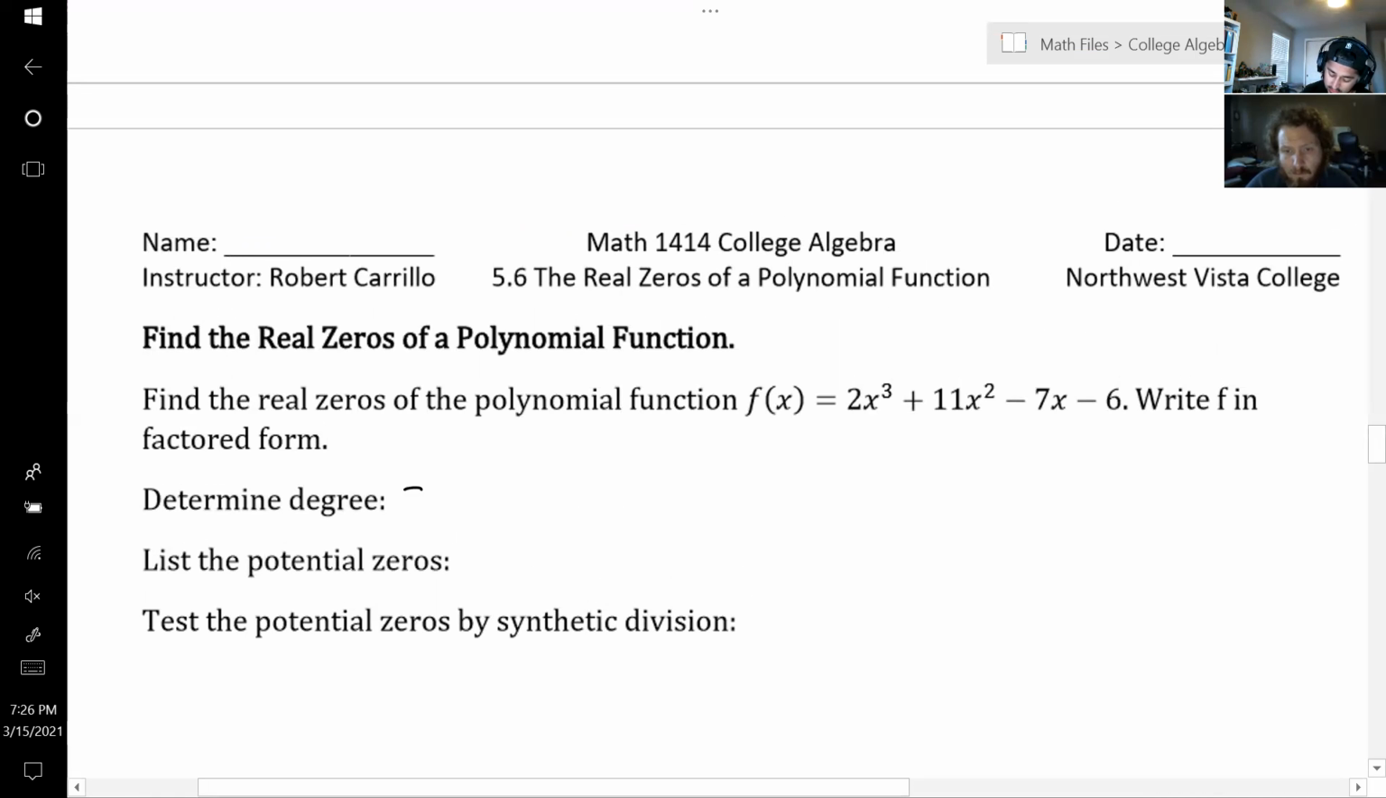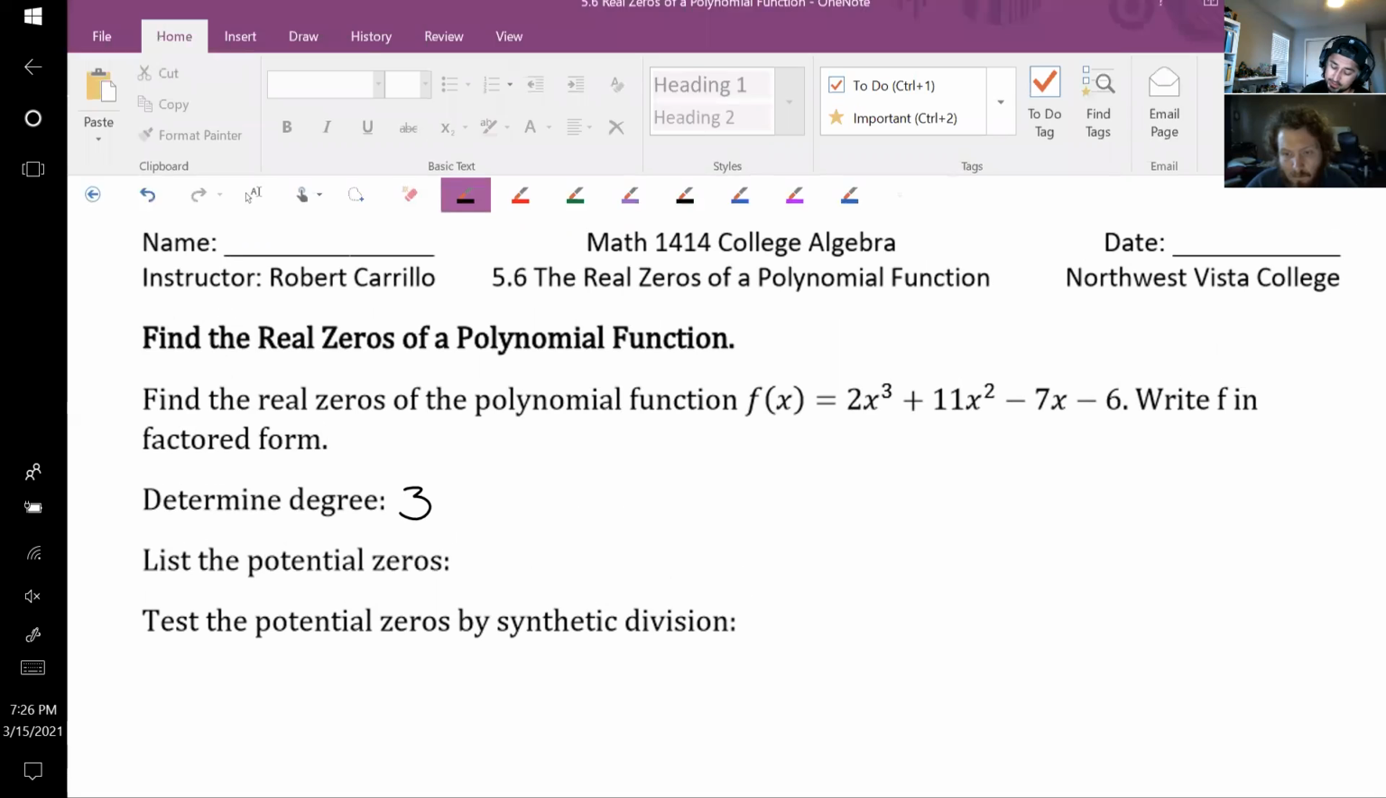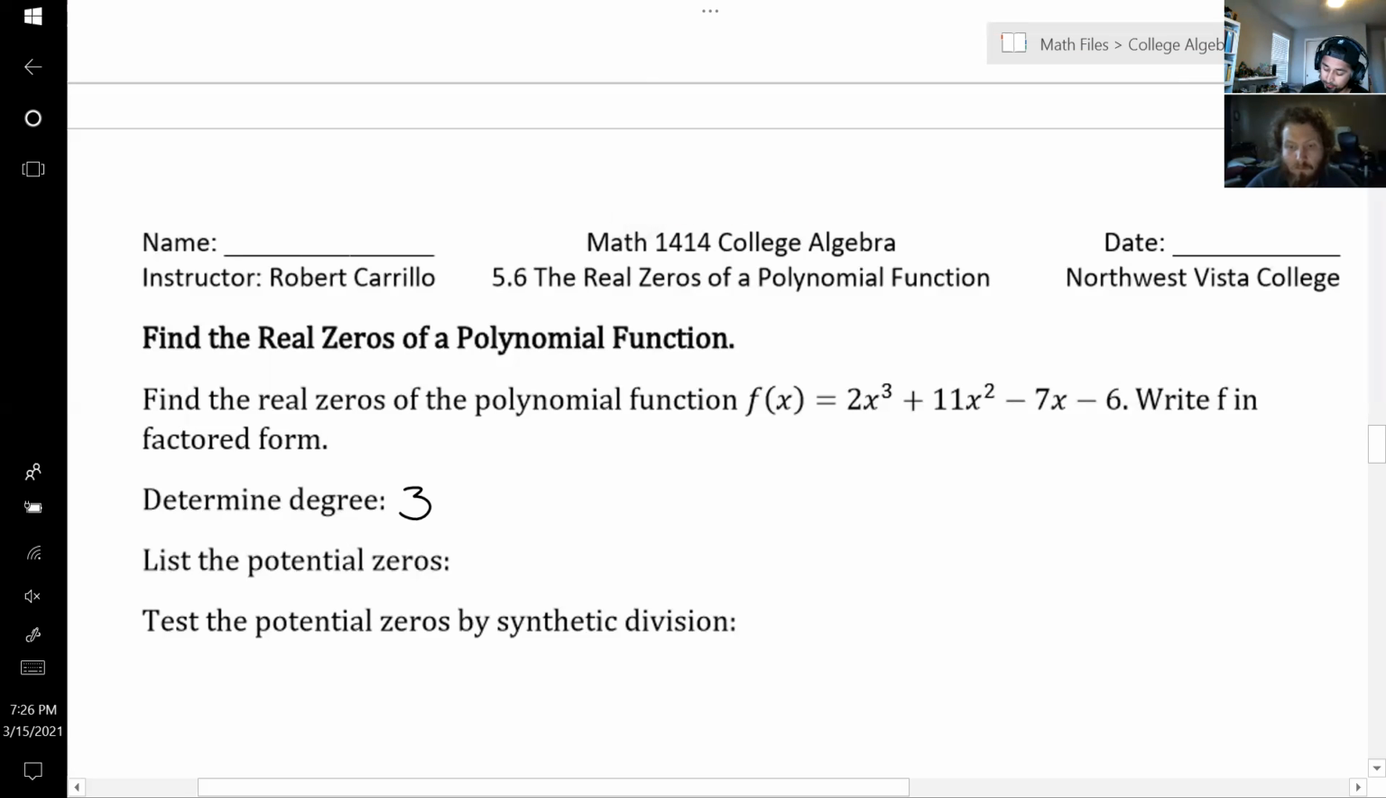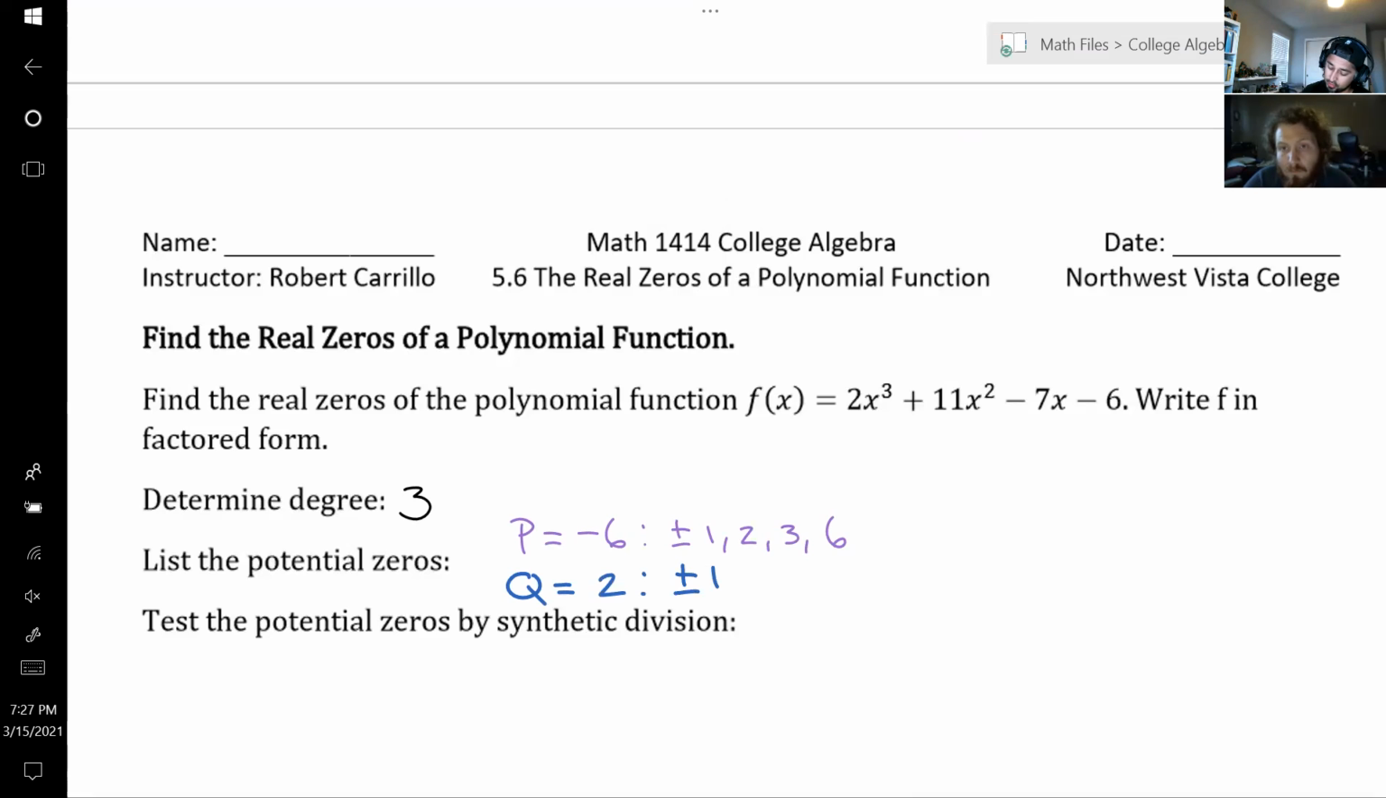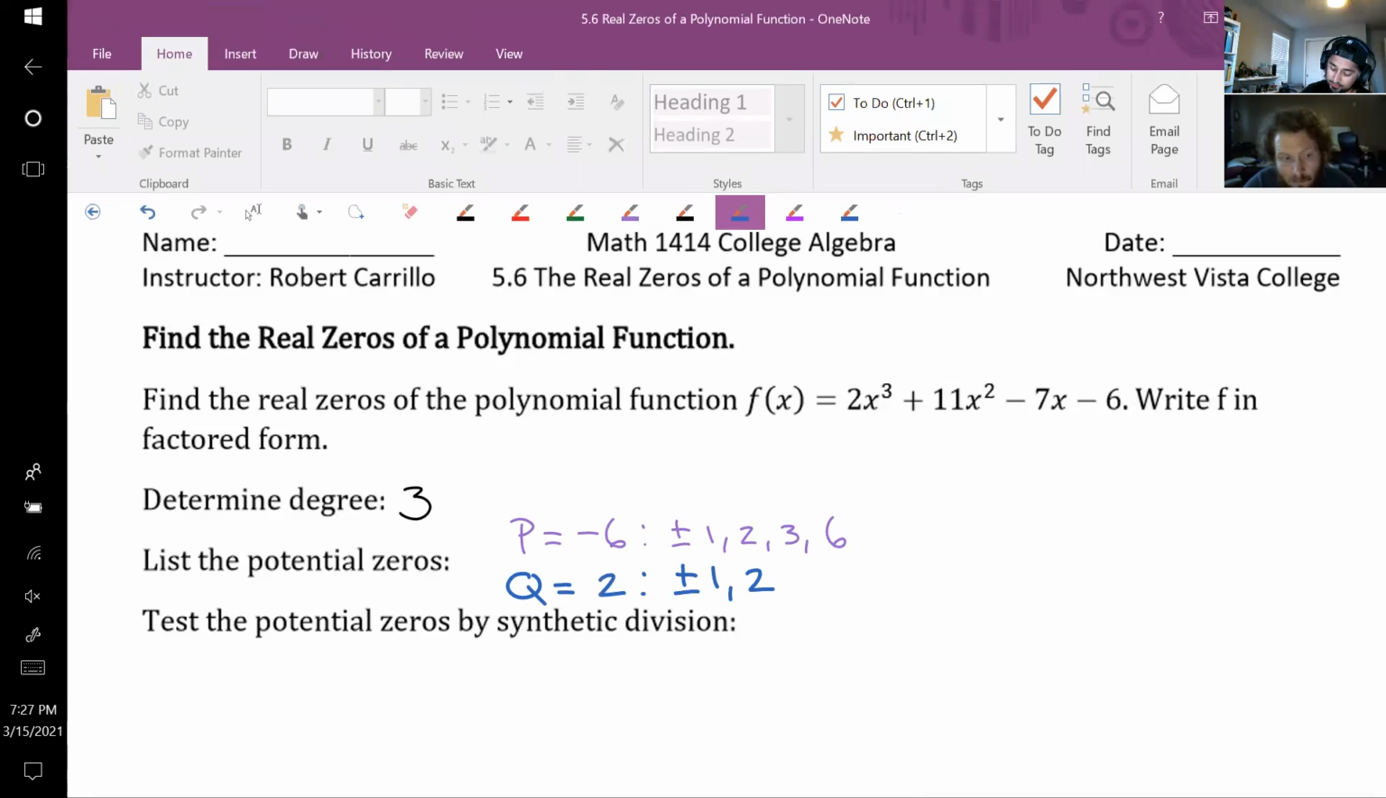Cube, 3. Good. Now we know that we can only have 3 possible zeros that will work, right? For the next step, we want to list the potential zeros. I believe this problem is the same one as above, but let's go ahead and just do it again for good practice. So P relates to the constant -6. We said all the factors of 6 are 1, 2, 3, and 6. And then Q relates to the leading coefficient, and all the factors of 2 are 1 and 2.